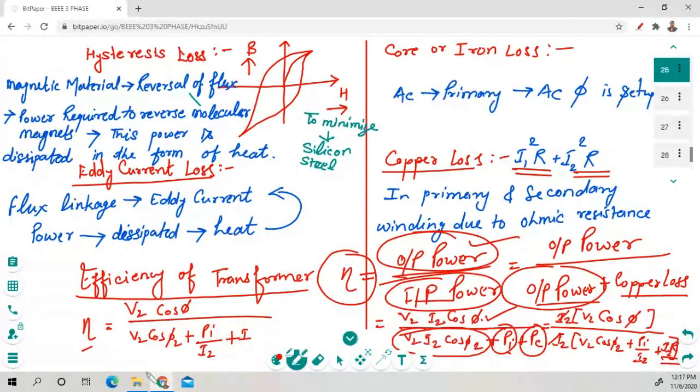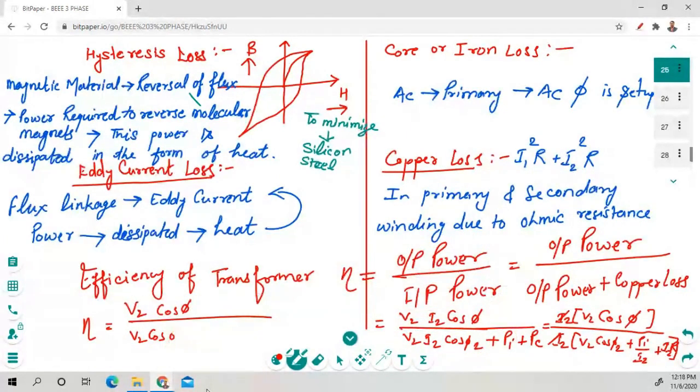Okay, so this efficiency is equal to V2 into cos phi divided by V2 into cos of phi 2. Now we are using this phi 2. Phi 2 is the flux generated in the secondary side. That's why we are taking this as phi 2. Have you understood this? Any doubt till now about how to calculate the efficiency and what the different losses in your transformer are? Write in chat box. Understood? Can we move further?